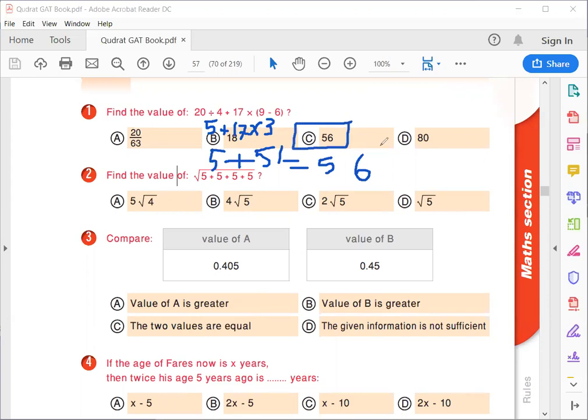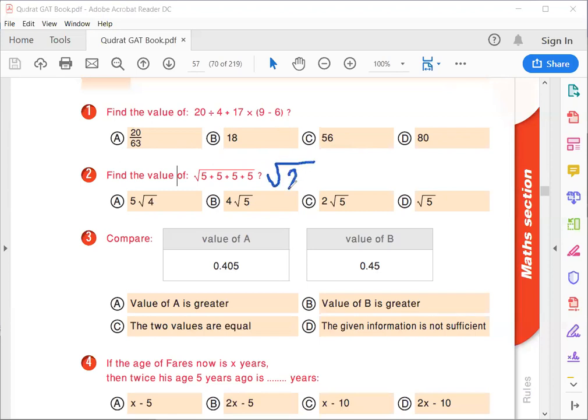Now the second question: find the value of the square root of 5 four times. Here 4 plus 4 plus 4 plus 4. Oh, sorry, 5 plus 5 plus 5 plus 5. So to answer the question, you only add. 5 plus 5 is 10. 5 plus 5 is 10. Then it equals the square root of 20, right?